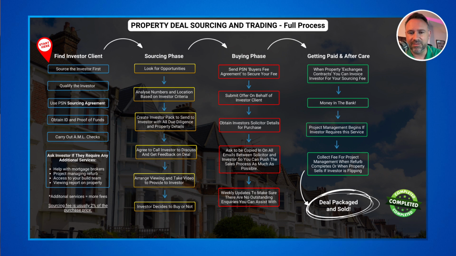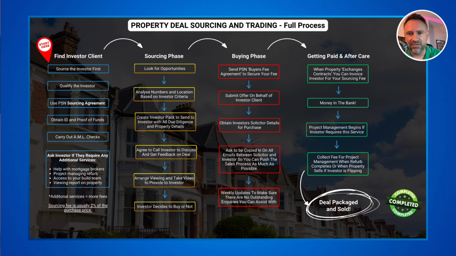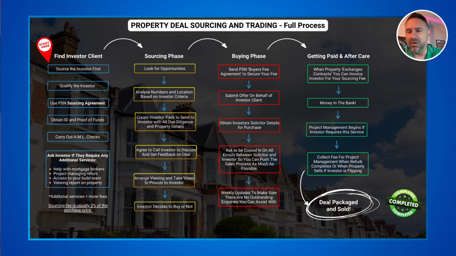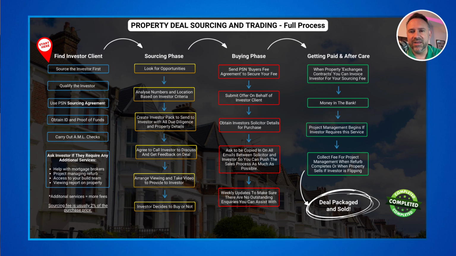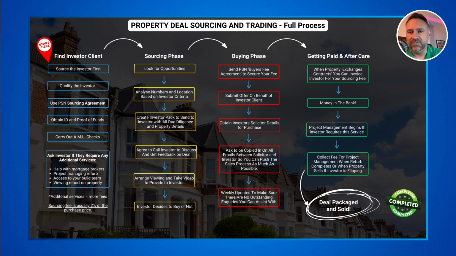So the investor decides to buy or not. In this scenario, obviously we're going through the process in full. Let's say they want to move forwards. So the decision is yes, they want to buy. So now we're in this red column, the buying phase. So you're going to send the buyer's fee agreement to your investor.